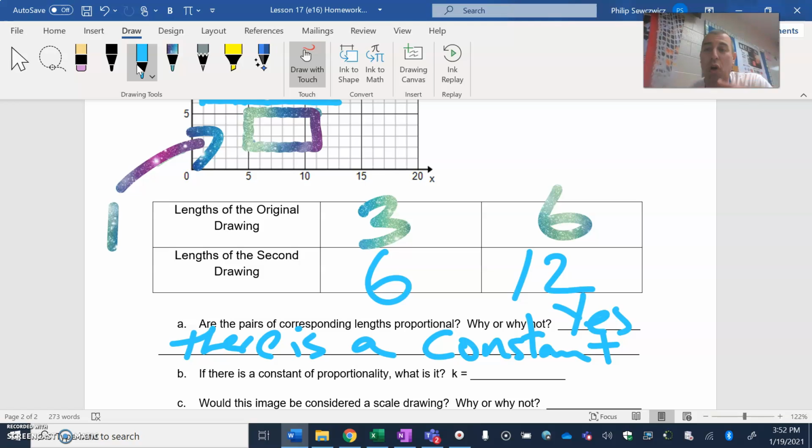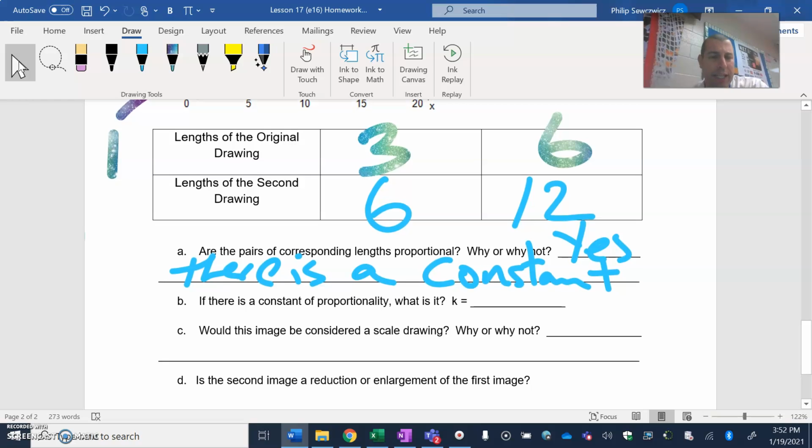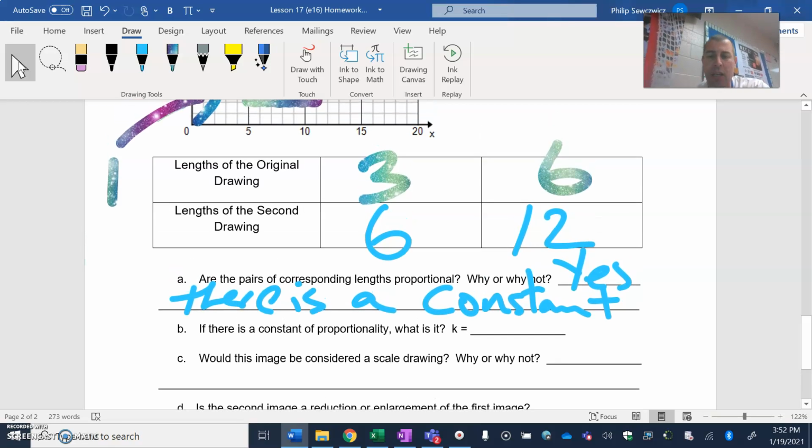We could also do the whole y over x thing. The 6 on top of the 3, that would give me a 2. The 12 divided by 6, that would also give me a 2. So I'm going to have that same constant. So simply saying the word is fine. Obviously, if you want to do that y divided by x, we can definitely do that. So is there a constant of proportionality? All right. What is it?